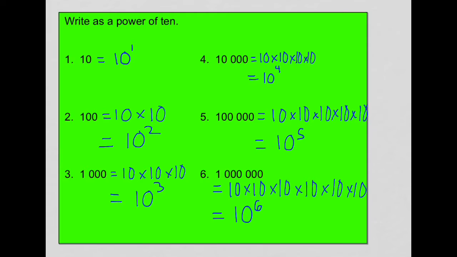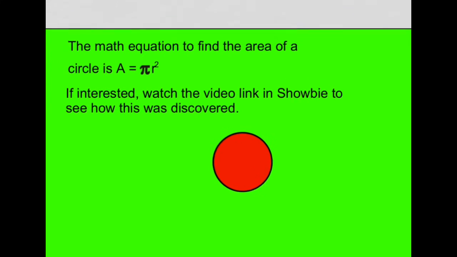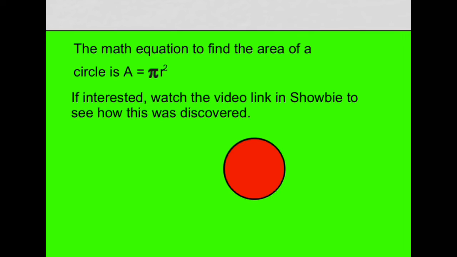To figure out the area of a circle, we have to know about exponents. At the very least, we have to know about numbers to the power of 2. So the math equation to find the area of a circle is A, which stands for area, equals pi. We know pi is approximately 3.14. Pi times the radius of the circle squared, and that's where that exponent squared comes in.